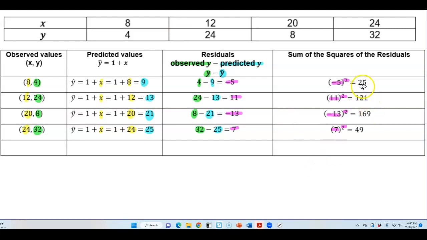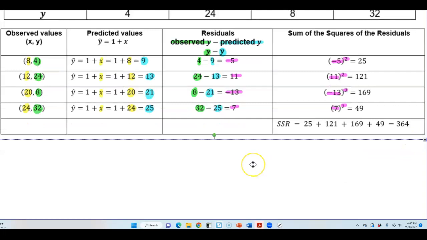Now if we add up 25 plus 121 plus 169 plus 49, that's going to give us the sum of the squares of the residuals. That is the abbreviation. The sum of the squares of the residuals is equal to 25 plus 121 plus 169 plus 49, which equals 364.